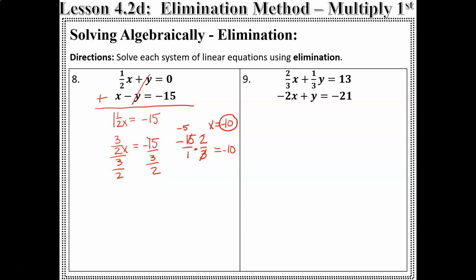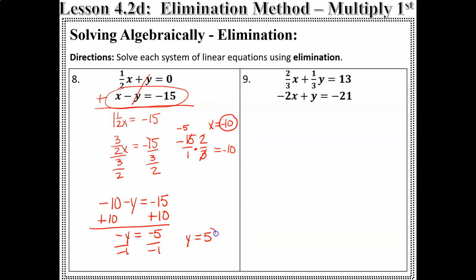And you betcha, when I plug this back in, I'm not using the equation with the fractions. I'm going to plug into the second equation. I'm going to use this one. So I'm going to plug in -10 minus y equals -15. I'm going to add 10. So I have -y equals -5. Divide that by -1. So my answer up here is -10, 5. So don't let the fractions scare you. That wasn't bad. All right, last one until we get to our favorite part, the word problems.